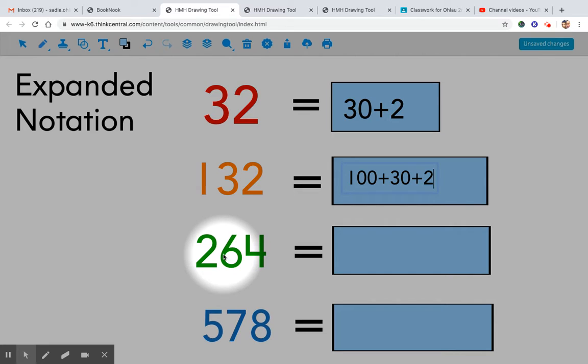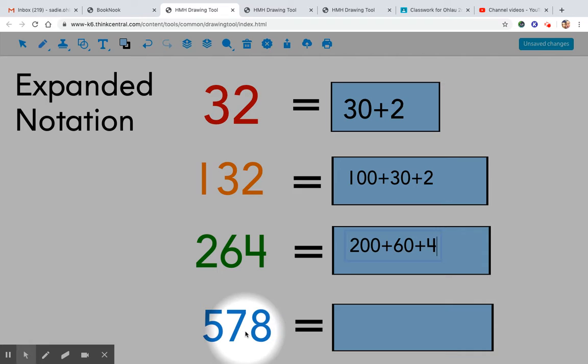Let's move on to this one, 264. We have a 2 in the hundreds column, so that equals 200. Got 2 hundreds plus 6 tens, plus we have 4 ones. So 200 plus 60 plus 4 equals 264. Same up here, we have 100 plus 30 plus 2 is 132, and 30 plus 2 equals 32. Okay, so this is expanded notation for these first 3 numbers.